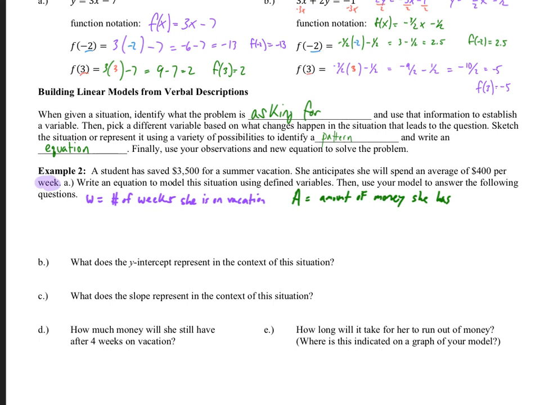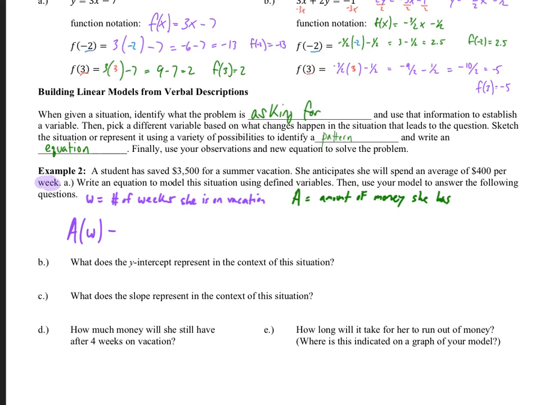So we'd say A of W. And what that means is the amount of money she has depending on how many weeks have passed. Okay? So since this is the dependent variable, it's changing because this one's changing. It acts like our y. It goes on the outside of the parentheses. This is the independent variable because it's not changing because of anything else. That acts like our x, and so it goes on the inside of the parentheses.